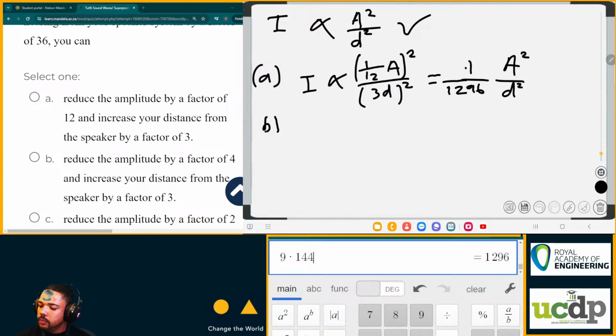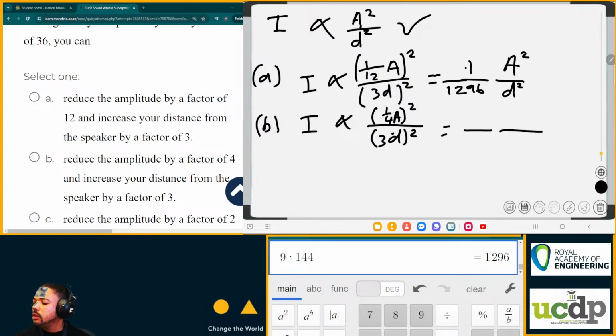Let's say B. Same thing we did in A, we do in B. They say reduce the amplitude by a factor of 4, so 1 over 4 A squared, and we increase the distance by a factor of 3 squared. So yet again the answer will be A squared over d squared, but what will this answer be? It will be 1 over 16 times 9.